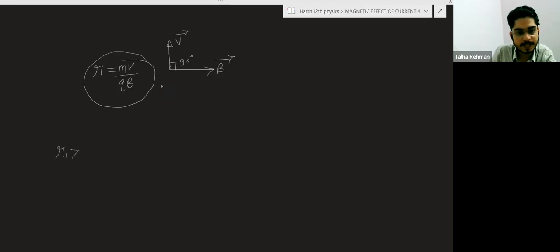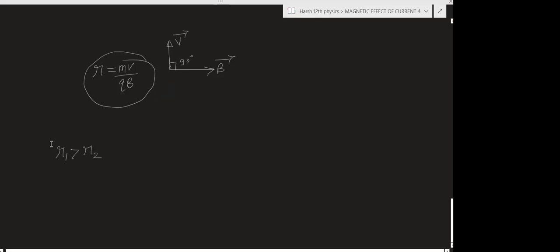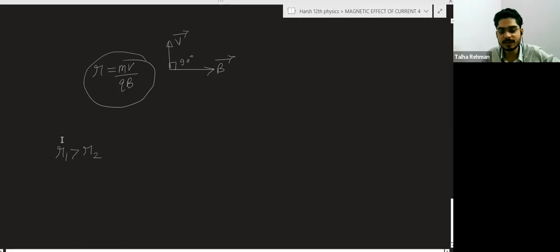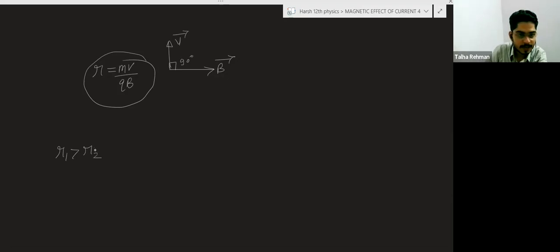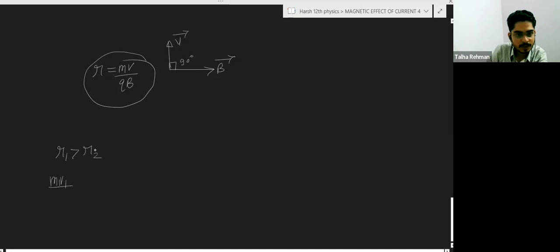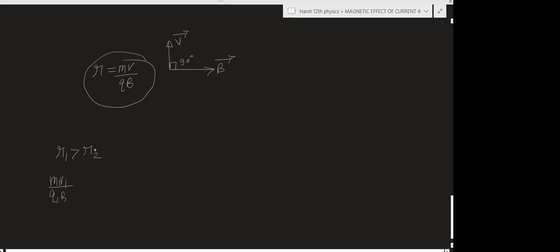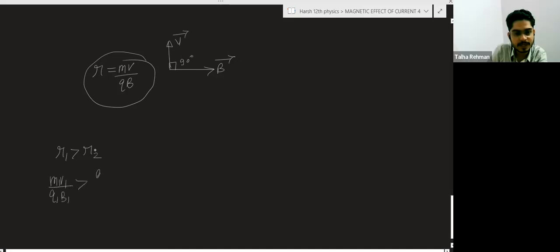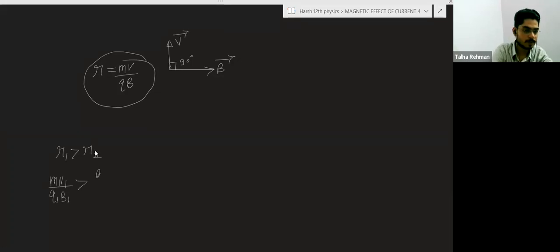means the radius of path 1 is greater than the radius of path 2. This is the radius for charged particle 1, and this is the radius of the circular path for charged particle 2. So simply apply the formula here: m1 v1 divided by q1 B is greater than m2 v2 divided by q2 B.